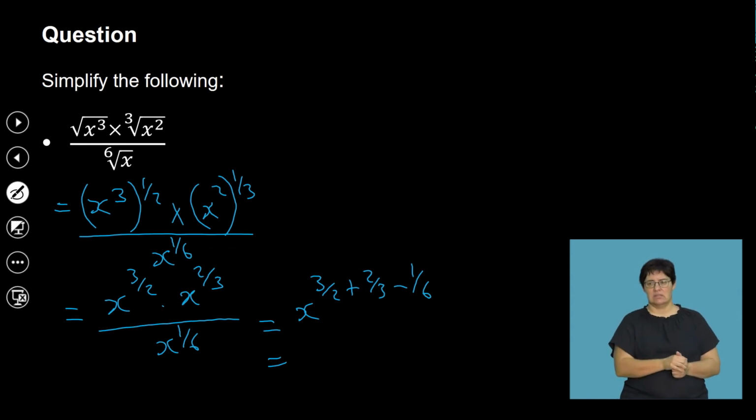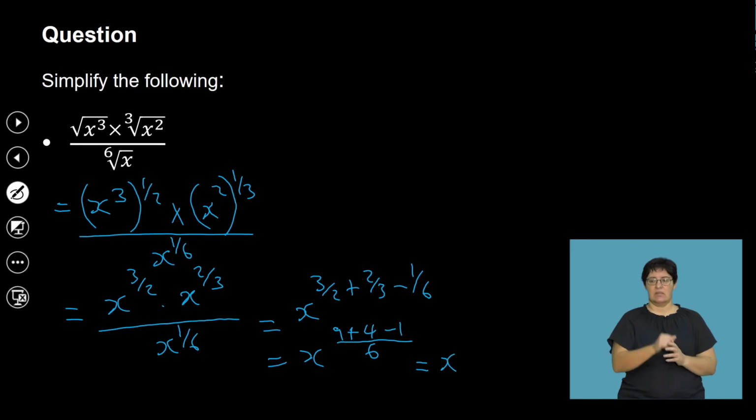But my LCM here will be 6. So it means for this to be 6, I multiply it by 3. So that's 9 plus that 6 there, that 4 I mean. So it will be x to the exponent of 9 plus 4 minus 1 all over 6, which will then be x to the exponent of 9 plus 4 is 13 minus 1, that's 12, divided by 6 will just be 2. And then that will just be my answer there, x squared. That will be the answer, right?